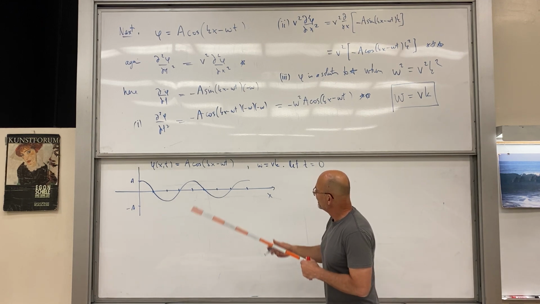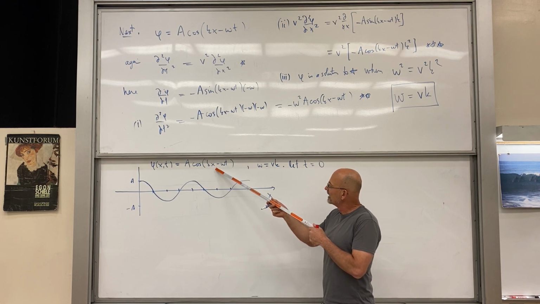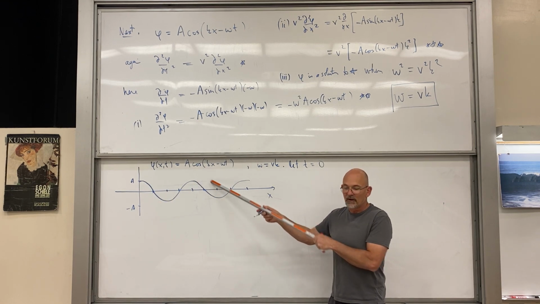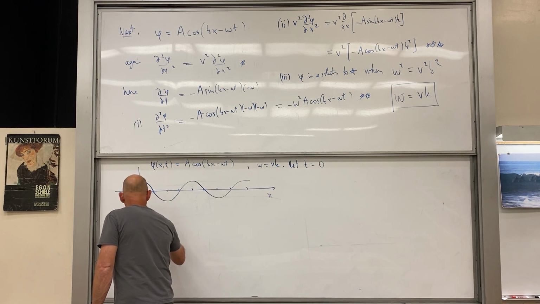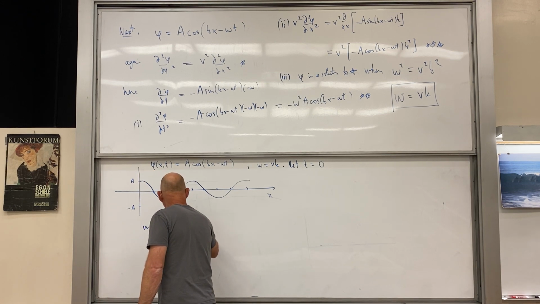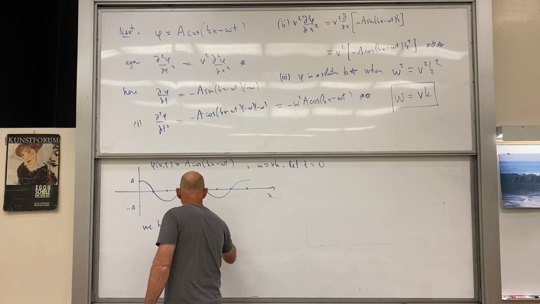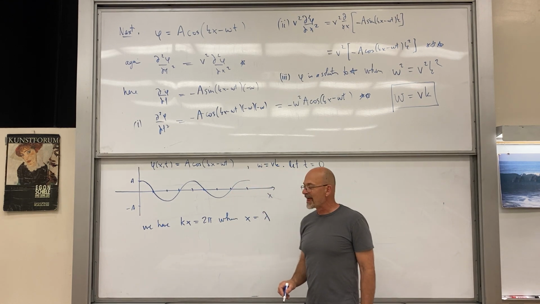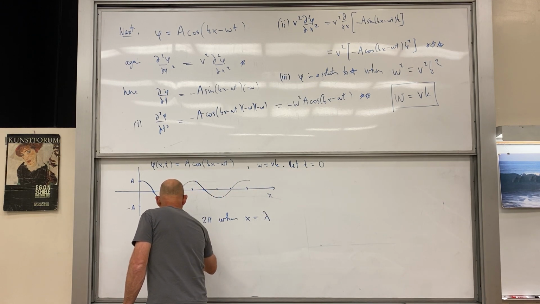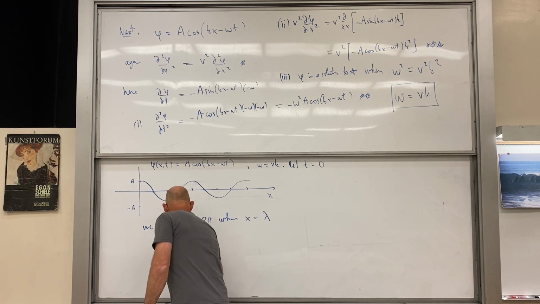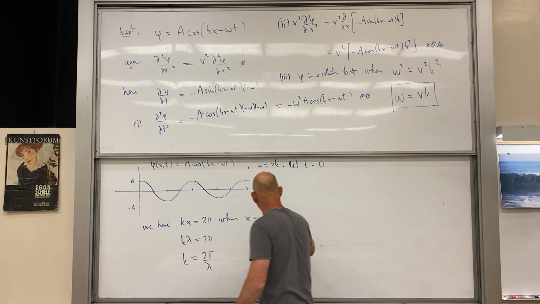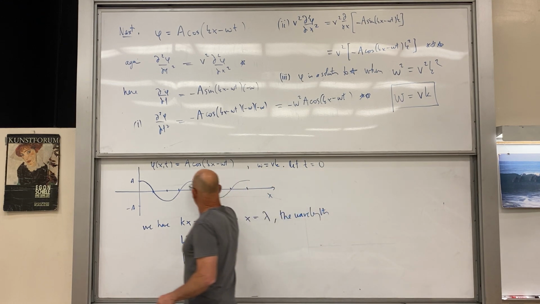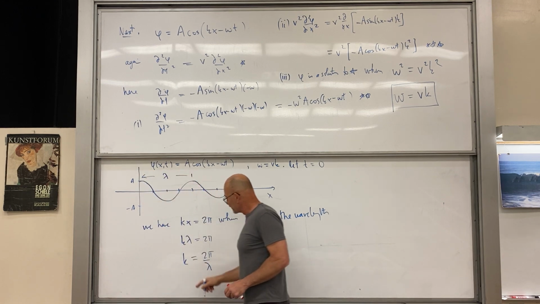So this, of course, is a periodic function, and what we can see is that when k times x goes through 2 pi, then it repeats itself. Okay, so we have k times x equals 2 pi when x is equal to what we're going to call the wavelength lambda. Okay. So k times lambda is equal to 2 pi. So k is equal to 2 pi divided by lambda. Lambda here is called the wavelength, and k is called the wave number.